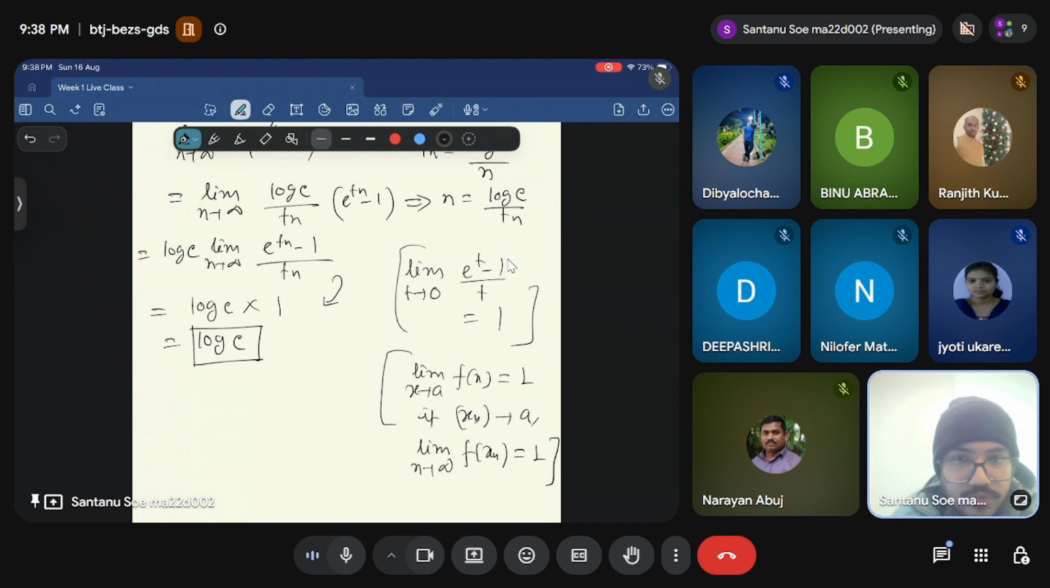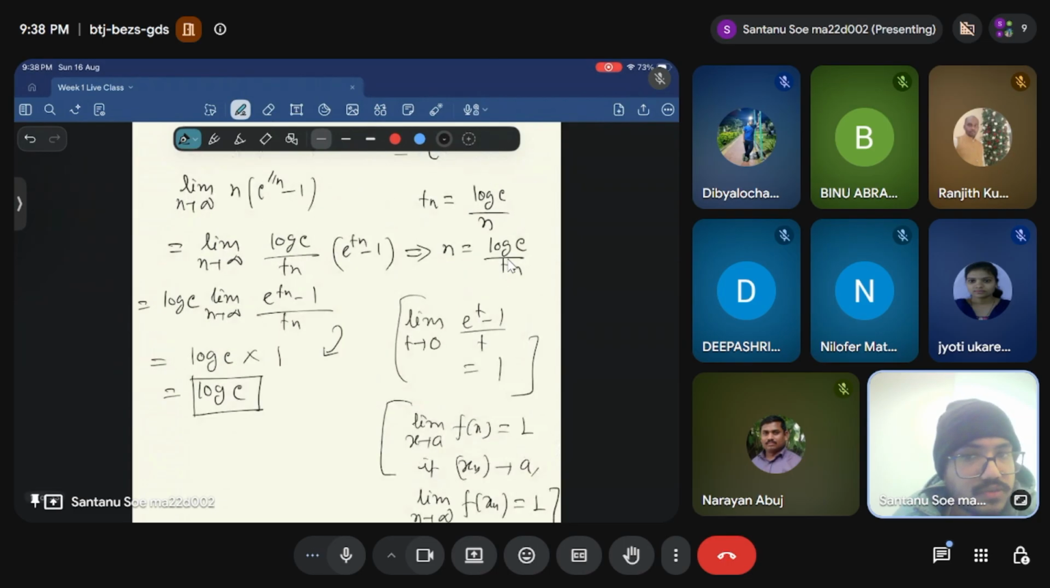So you see that we have proved that the limit as t tends to 0 of (exponential of t minus 1) divided by t is 1. So that means if a sequence tn converges to 0, then the function f of tn, here just (exponential of tn minus 1) divided by tn, will converge to 1. Okay, is it clear? Then this limit is 1, so this is just log c multiplied by 1, and simply log c. Is it clear to everyone?